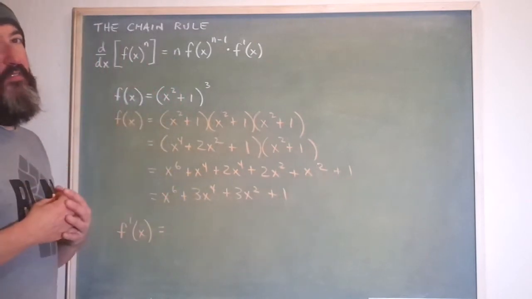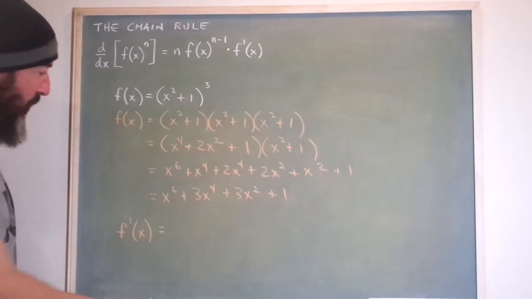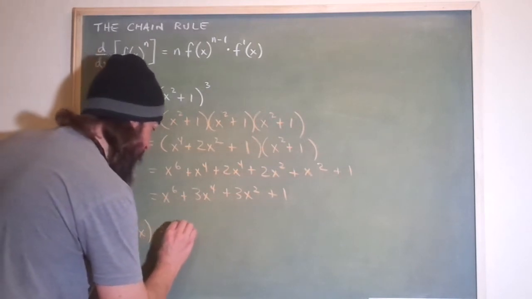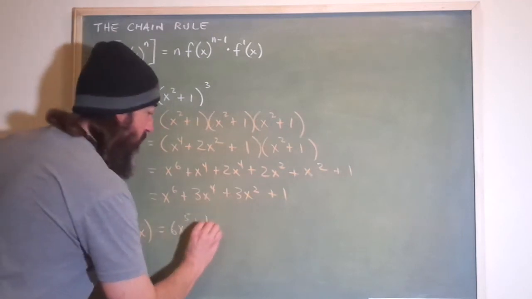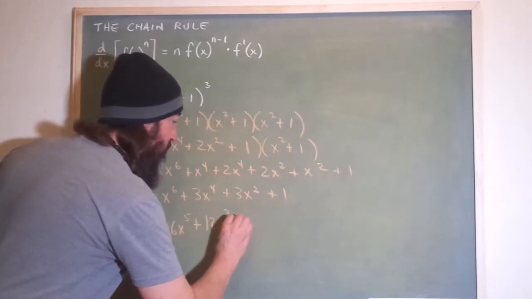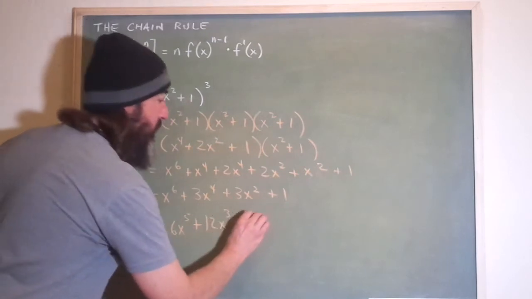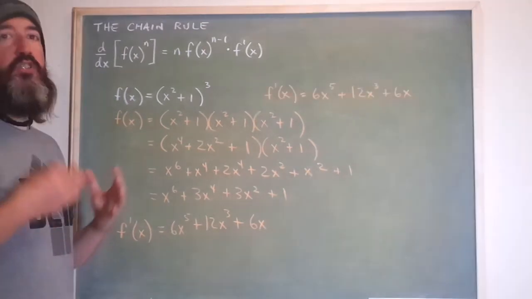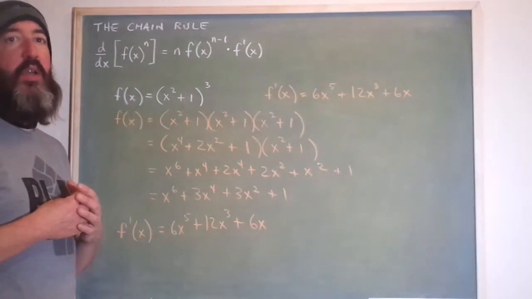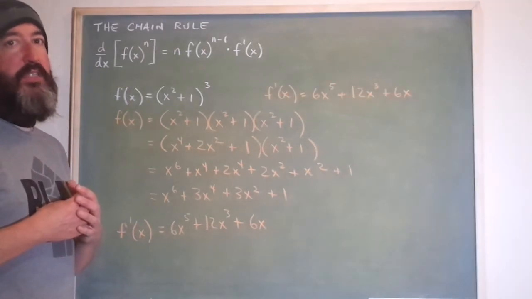Now that I've rewritten f of x, getting this derivative should be simple. The derivative of x to the sixth is 6x to the 5, and the derivative of 3x to the fourth is 12x to the third. The derivative of 3x squared is 6x, and of course the derivative of 1 is 0. So f prime of x is 6x to the fifth plus 12x to the third plus 6x.